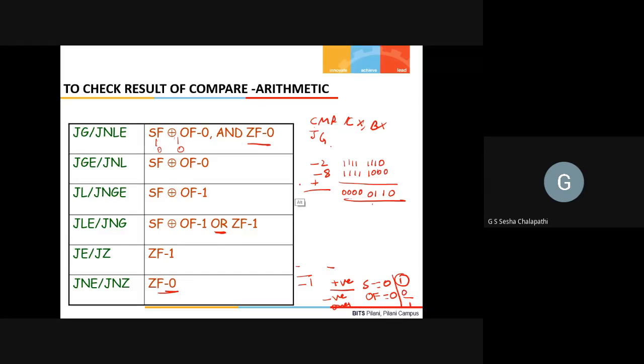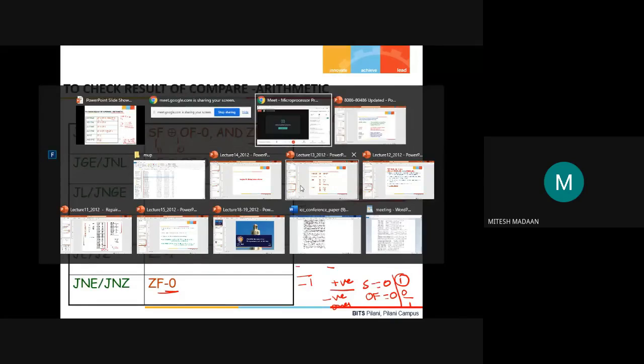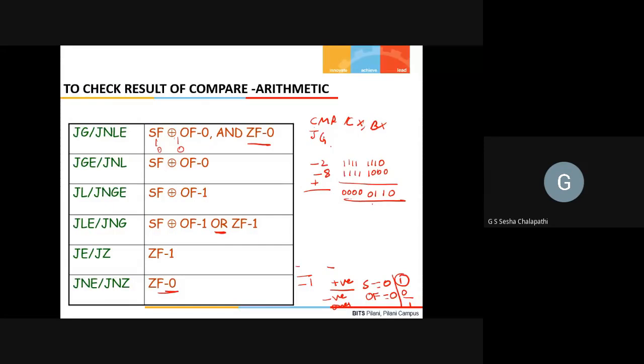Are we doing the subtraction here? Yes. Whenever it does a comparison, when you say CMP CX comma BX, internally it will do CX minus BX. It will not change the contents of CX, neither will it change the contents of BX, but it will actually do a subtraction, CX minus BX, internally.